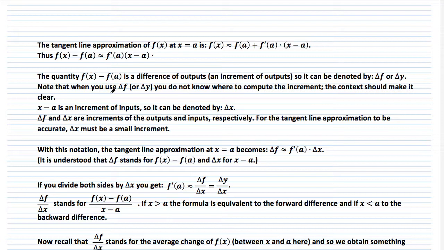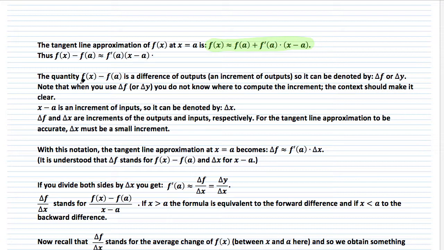So we've been working with the tangent line approximation, which we wrote as f of x is approximately f of a plus f prime of a, which is the derivative, times the difference between x and a. So we could rearrange this and say that f of x minus f of a is approximately equal to the derivative f prime of a times the difference of x and a.